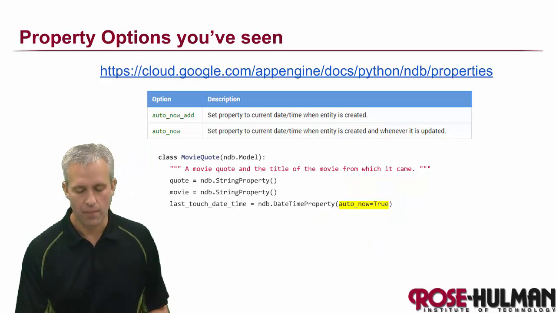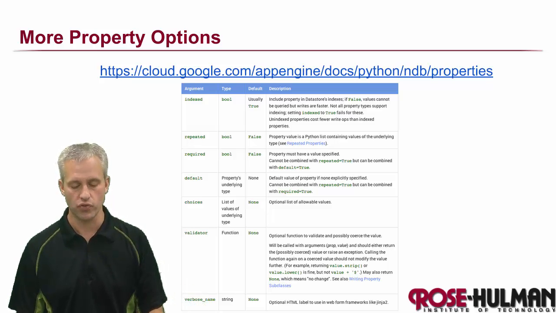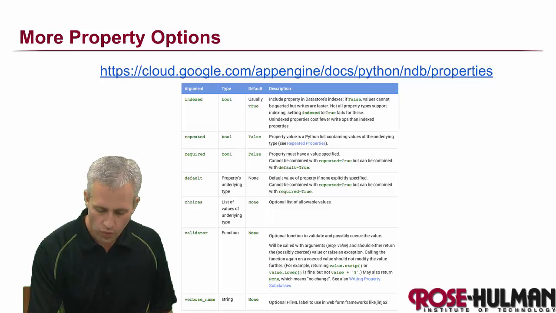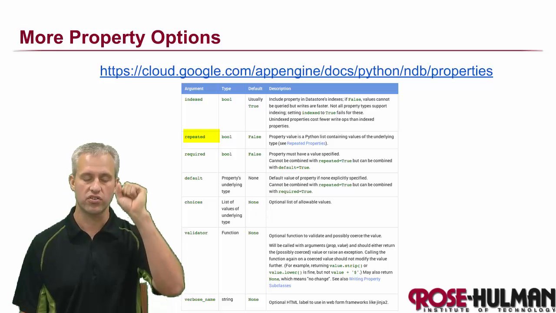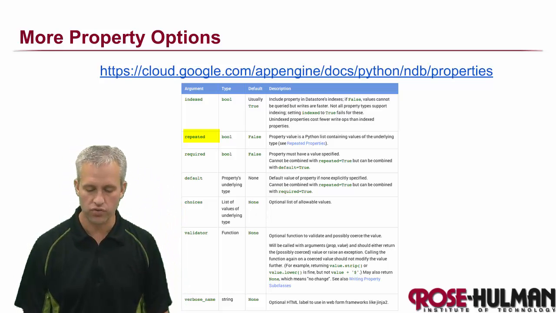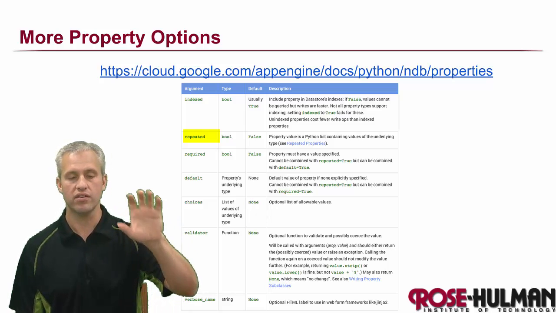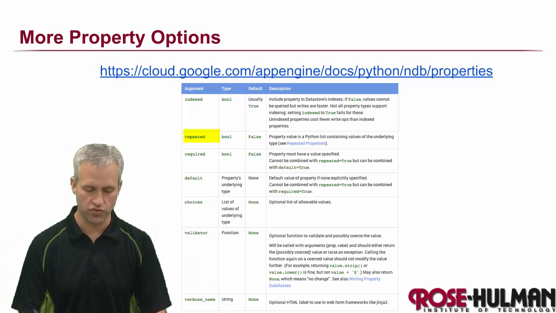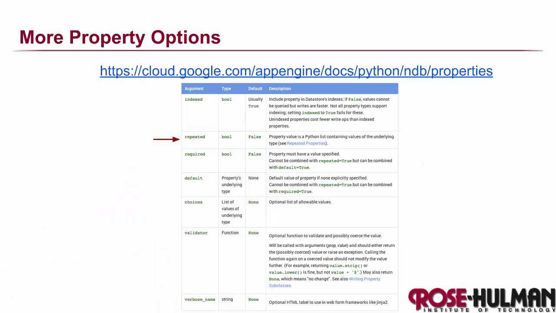There's another property option that you really should know about, which is tremendously useful, and that is repeated. If you want something to be a list, instead of making it just a single value, all you have to do is say that it's repeated. Then all of a sudden, instead of being a single object like a single string, it's a Python list of strings. So this property option, repeated, is really awesome. Let's look at an example of using it.